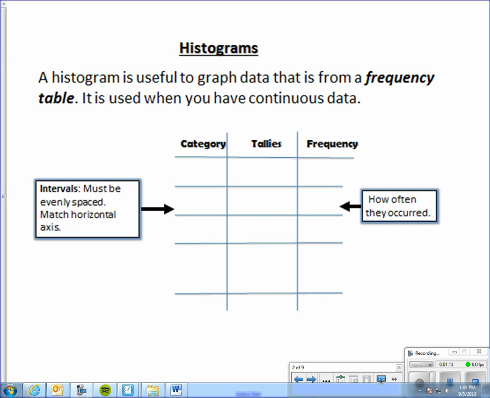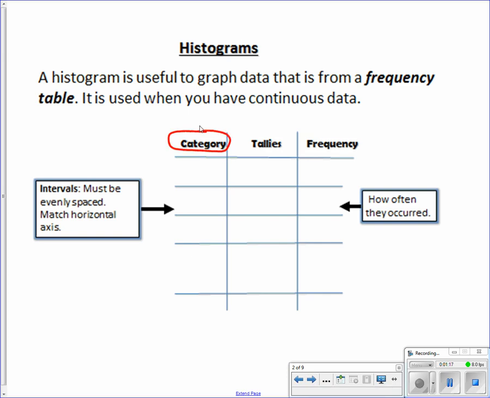On the left side, we have our categories, so that's going to be right here. In the middle, we do tallies, like tally marks, okay? And then on our third slot, our third column, we have frequency, and that's how often it occurs, okay? And you can see by my notes I wrote that. So our frequency, how often they occur, tally marks, and then our categories.